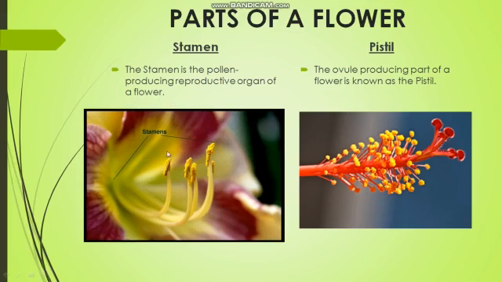The stamen produces the small grains which are known as pollen grains through which the other flower or other plant can be produced. Whereas pistil is the ovule producing part of a flower. As it is shown in the picture, here are two different pictures. The first one is stamens, whereas the second one is the pistil.